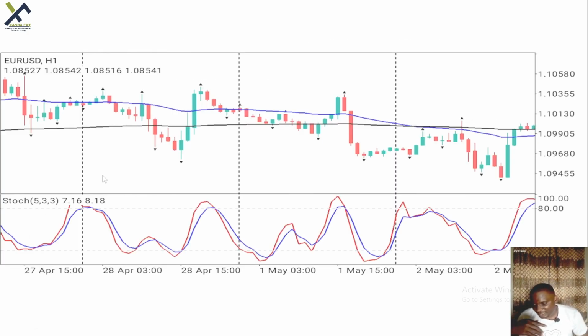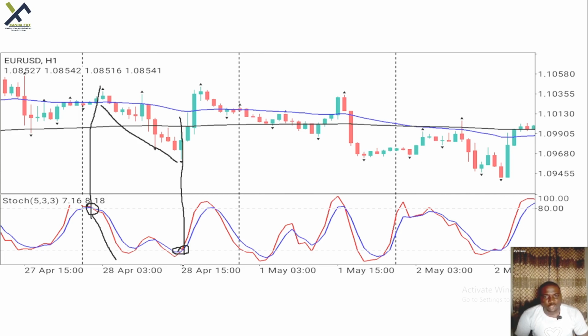Look at it here. Now, using the stochastic, you have the K line and the D line. Once the K line crosses over the D line in a downward position, what do I do? I put a sell order. Immediately it crosses, now what happens? The price trend changed to a downward movement. Now look at it here again. The K line crossing the D line to the upward movement. Now because the K line crossed the D line to the upward movement, there was what? An upward reversal in price pattern.